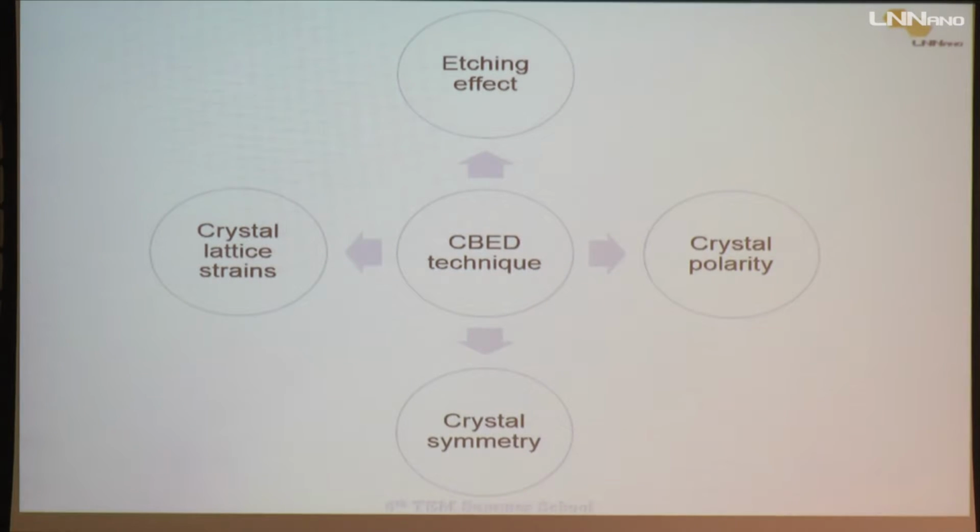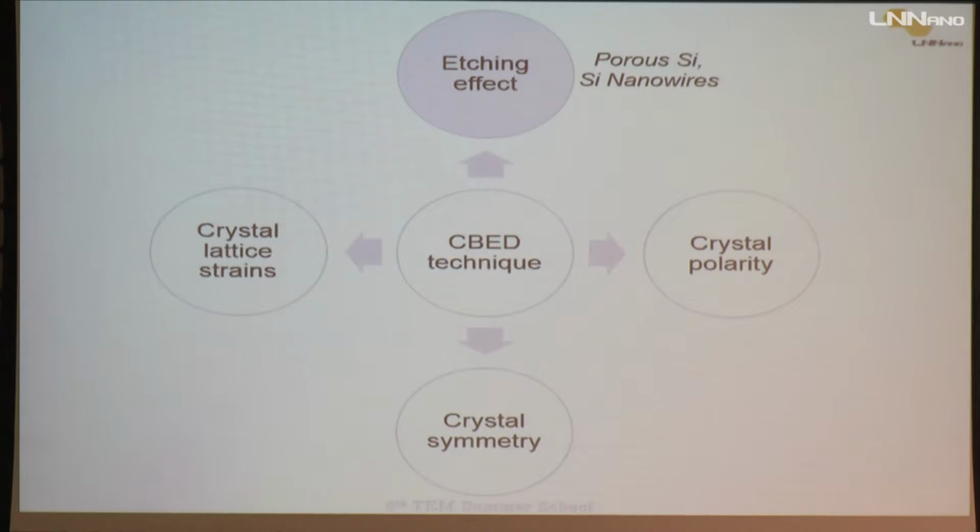Next, after seeing some basics and some basic applications, the plan of today's talk is to implement the CBED technique for understanding the etching effect, crystal polarity, crystal symmetry, and crystal lattice strain. These are the four applications I'll be covering in today's talk. I have arranged them in increasing order of complexity. Starting with the minor one, the etching effect, it's a qualitative analysis. I will mention why it's qualitative and why we can't do any quantitative analysis for this particular effect. Next, I go on to the different applications.